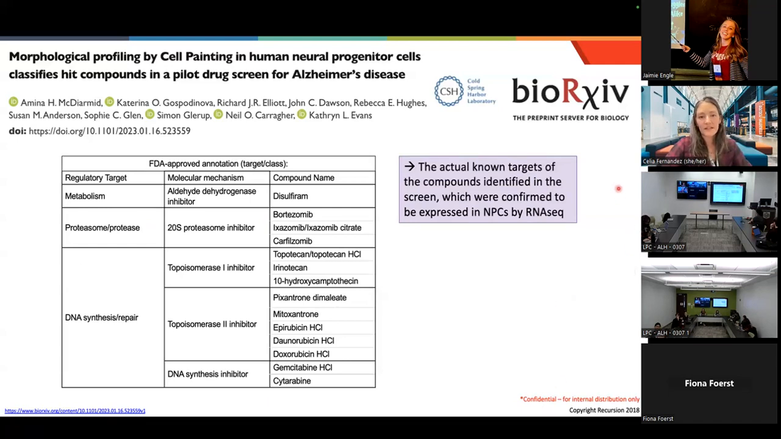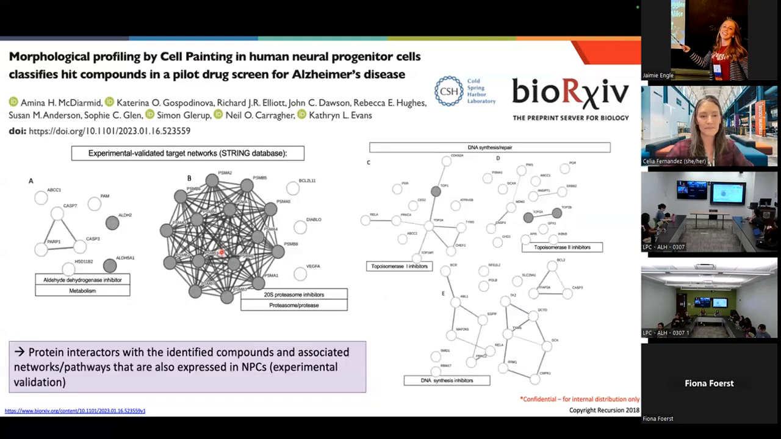But next, they looked at what the known targets of these compounds were from this library, identified in the screen, and they just double checked, okay, the known targets of these compounds, are these targets actually expressed in the NPCs? Because if they weren't, then that would also be a big red flag, right? That things weren't working. But they confirmed by RNA-seq, yes, the known targets of these compounds are expressed in the NPCs. So probably the compound is working through these targets to help fix the phenotype.